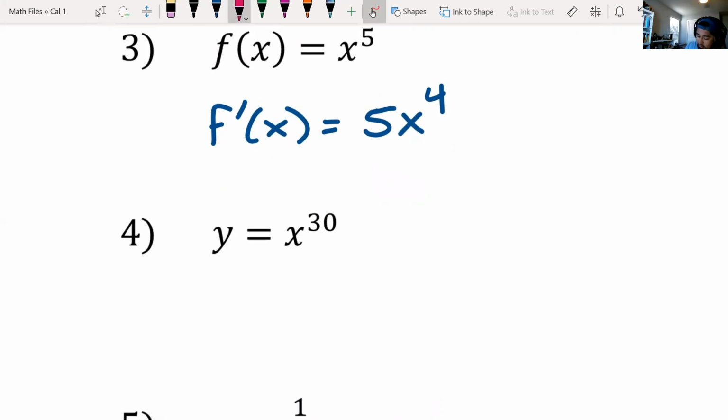Okay, let's try it again. y equals x to the 30th. We're going to take the derivative. And what is the derivative of x to the 30th? What do we have? 30x to the power 29. That's it. Now imagine putting x plus h in that one. You'd have to distribute that 30 times. Wow. That'd be the worst.